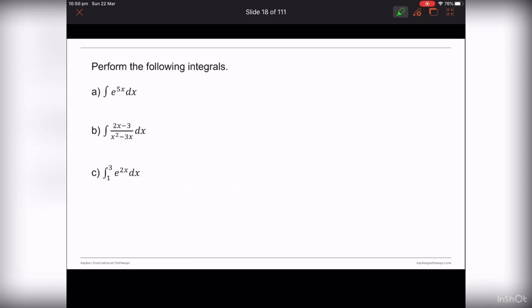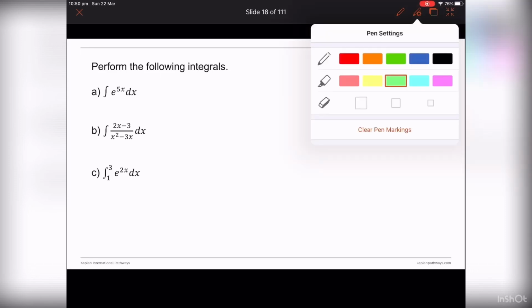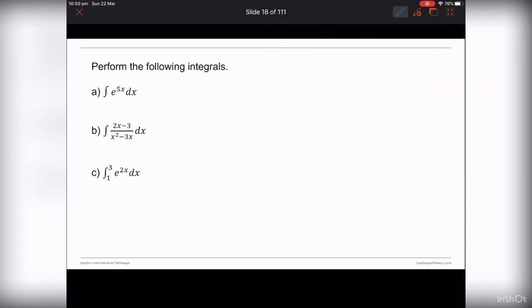Okay, perform the following integrals. Now we're going to do some. I'll go through these examples for you. So let's take this: the integration of e to the power 5x dx.